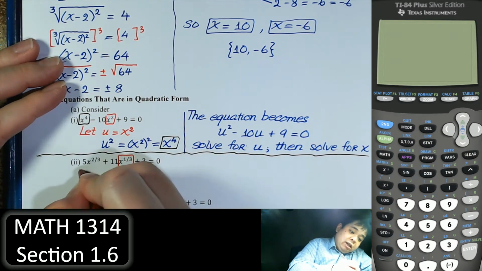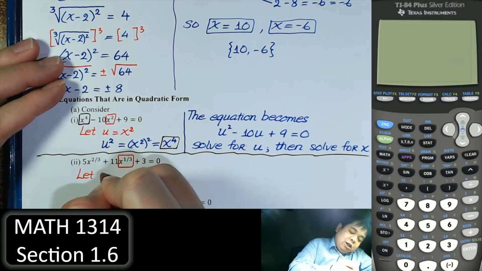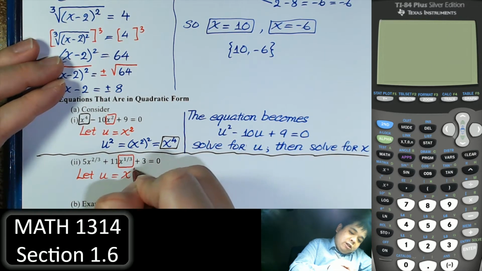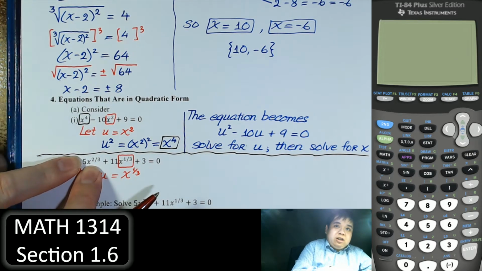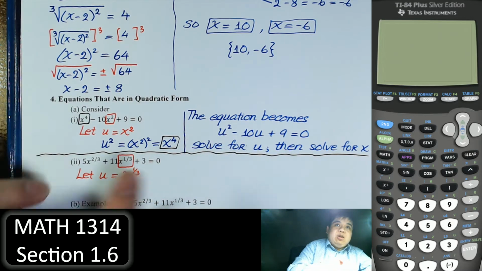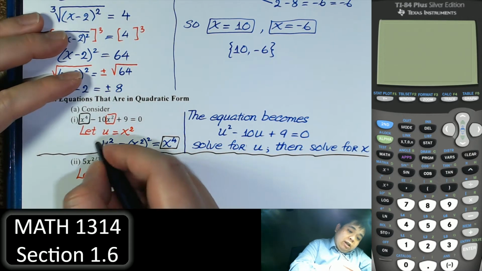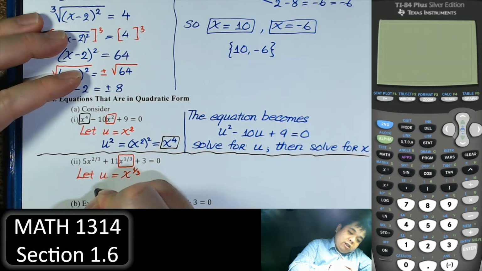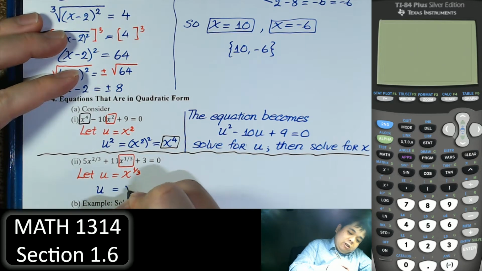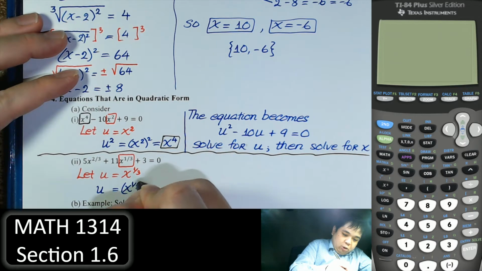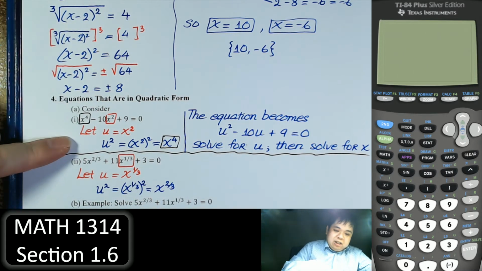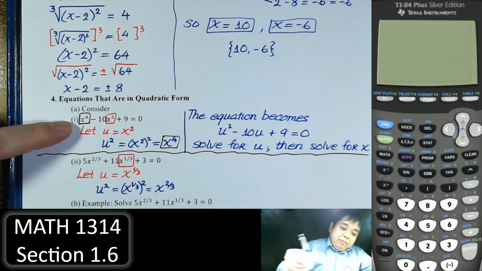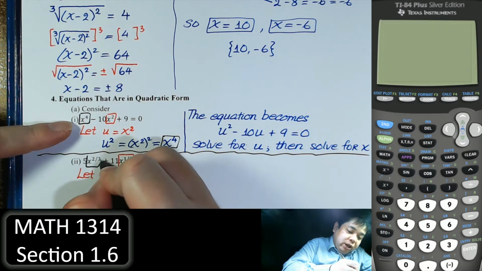But on this one, let u equal x to the 1/3. And now if we square, if that is equal to x to the 2/3, then yes, this can be written as a quadratic equation in terms of u. So after that, we square both sides. That gives us x to the 2/3, and that is the same as x to the 2/3 here. Like I said, if they are not equal, we cannot do it this way.